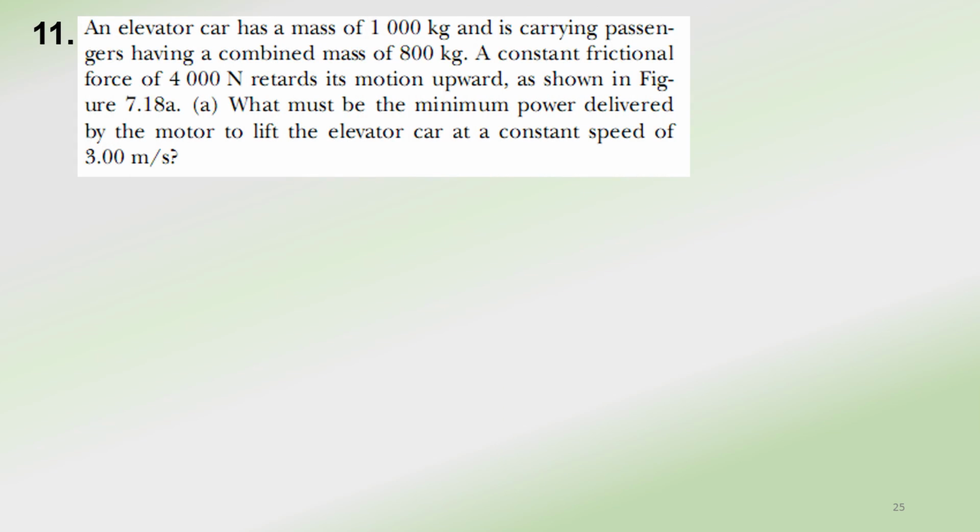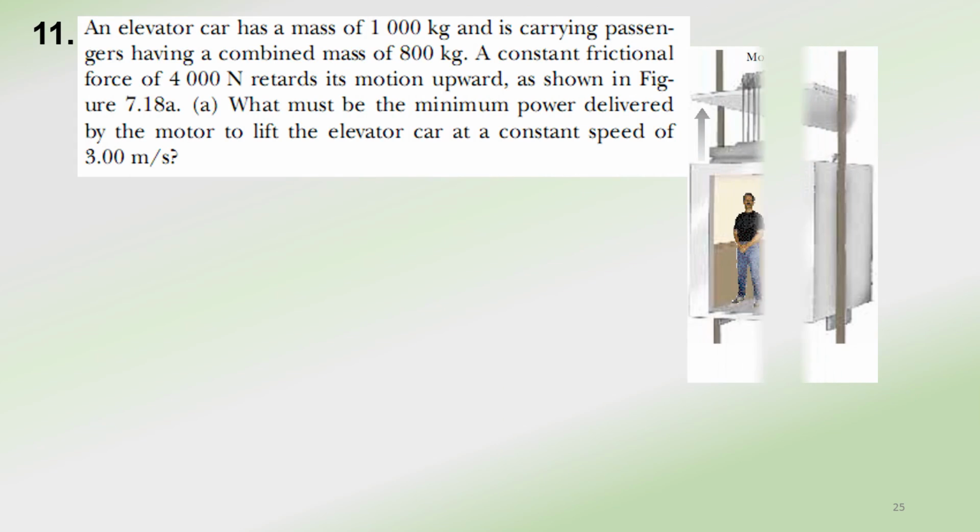The last question is question number 11 about power. We are given an elevator. An elevator car has a mass of 1,000 kilograms, and this elevator is carrying people with a combined mass of 800 kilograms. The elevator is a block which is moved either upward or downward by use of chains.